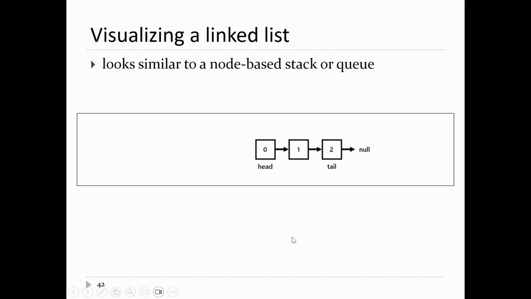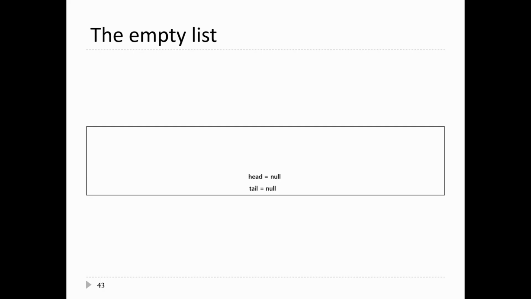But that picture there just looks like a stack of elements 0, 1, 2, where zero is at the top of the stack. Here I've got a list where the first element is a 0, the second element is a 1, and the third element is a 2. Notice that the tail node has no node after it, so its next link is null, just like the bottom node of a stack has a next link that is also null. In the empty list, both the head and the tail are null. There are no elements in the list, just like in the empty stack. That's the exact same picture for a stack.